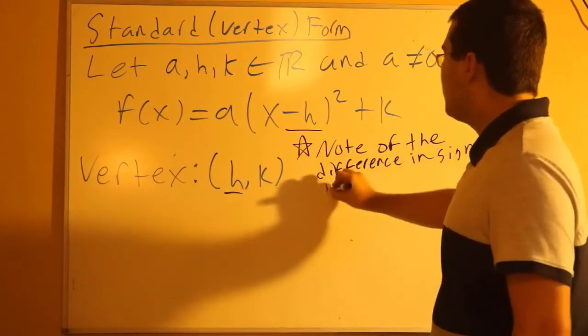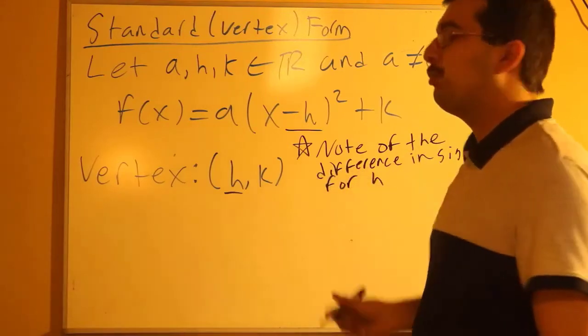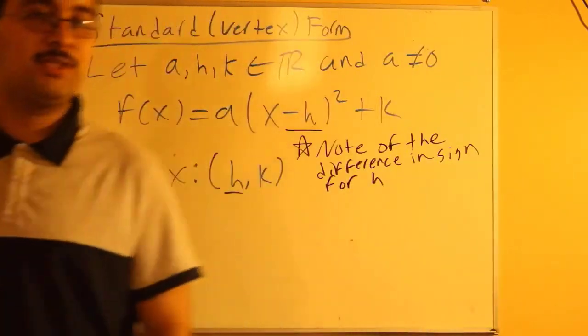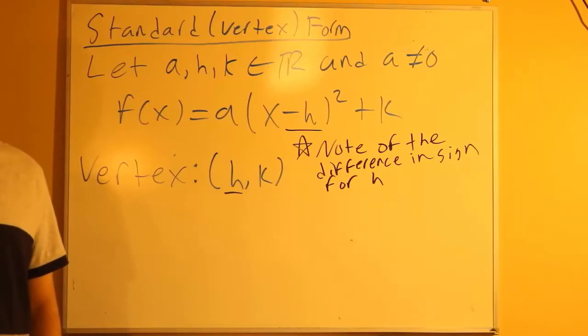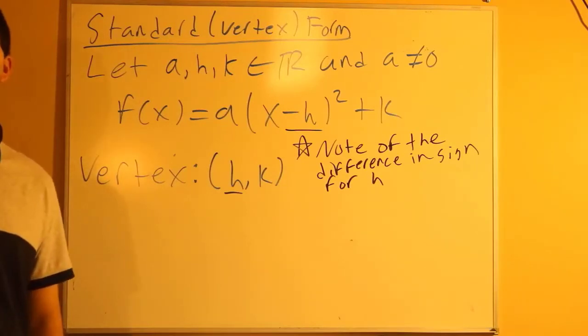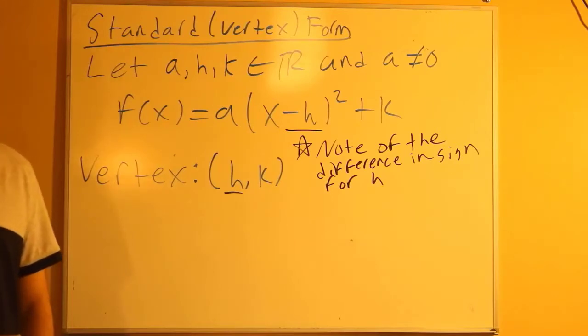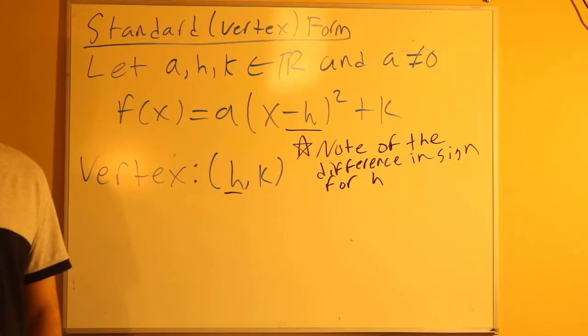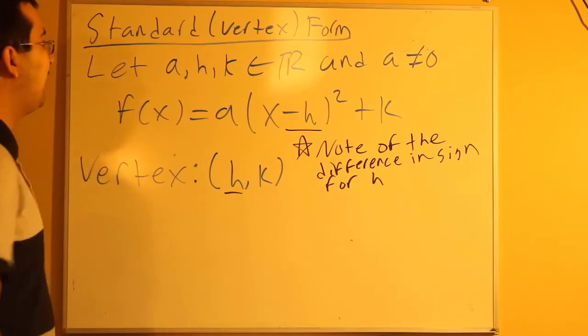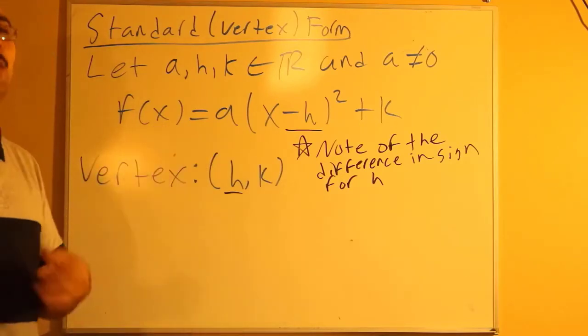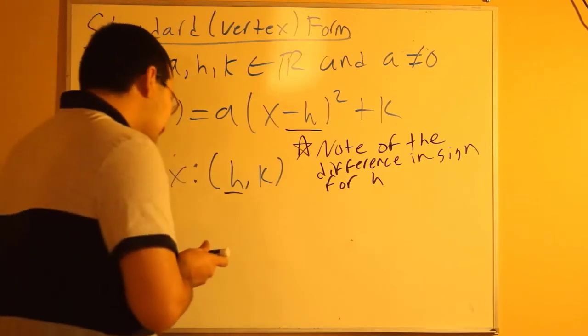In sign for h. All right? So whenever we're pulling our vertex out from vertex form, we need to always be careful that when we pull the h out, it's kind of the opposite sign of what we see in the equation. So if I see a minus 2, that implies negative 2. We're going to take the opposite sign. We're going to take out a 2 instead. That's something to be very careful of. It's a very common mistake, so always try to catch yourselves on that.